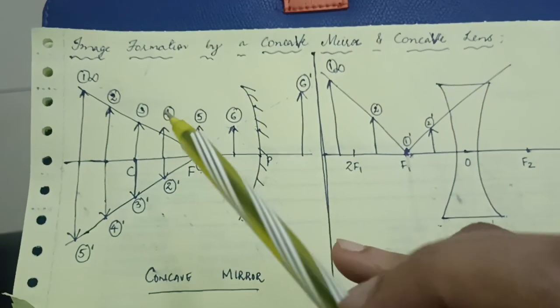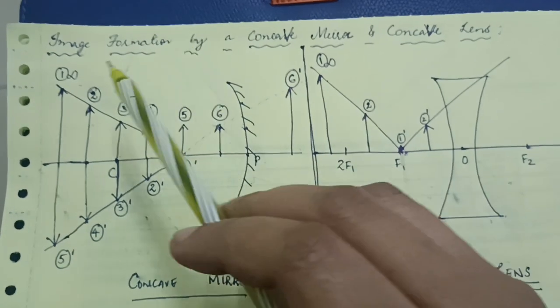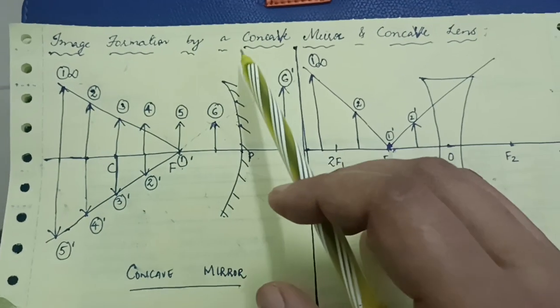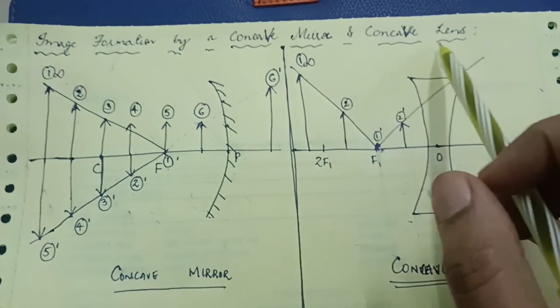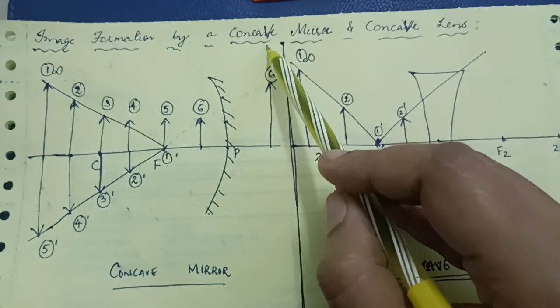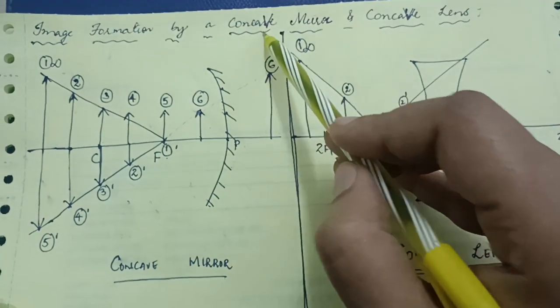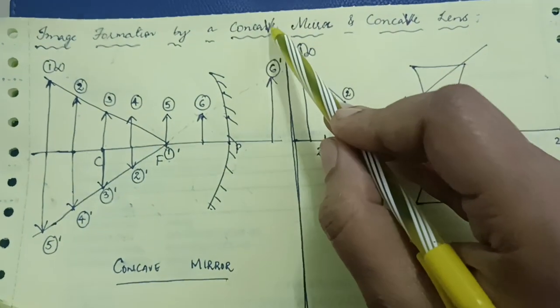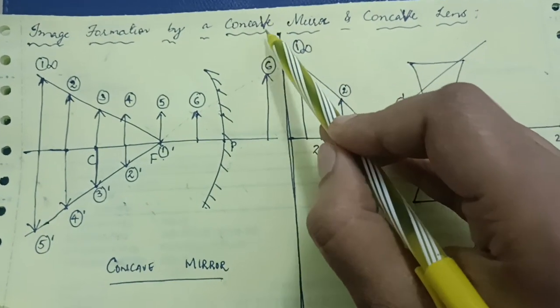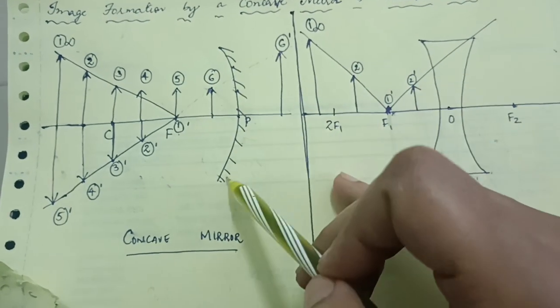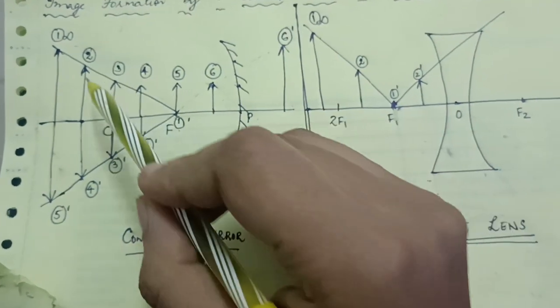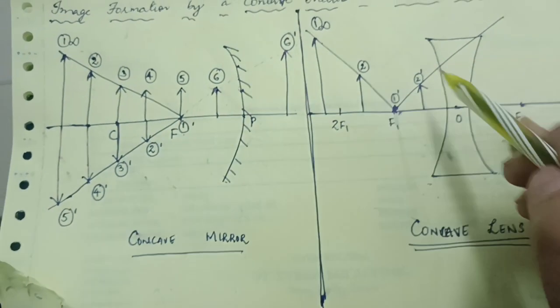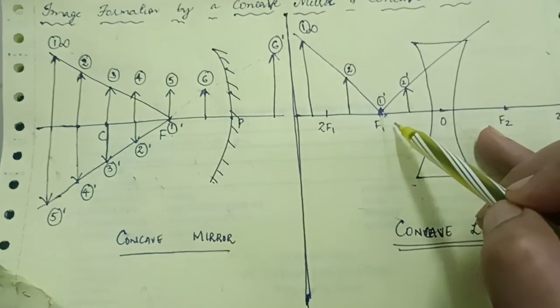Hi, my dears. Let's learn a trick to recollect all the image formations by a concave mirror and a concave lens. All that you need to remember in the concave mirror is this, or concave lens is a V. See, a concave mirror will reflect the light, so you need to write your V in this way, and a convex lens you have to write it this way.